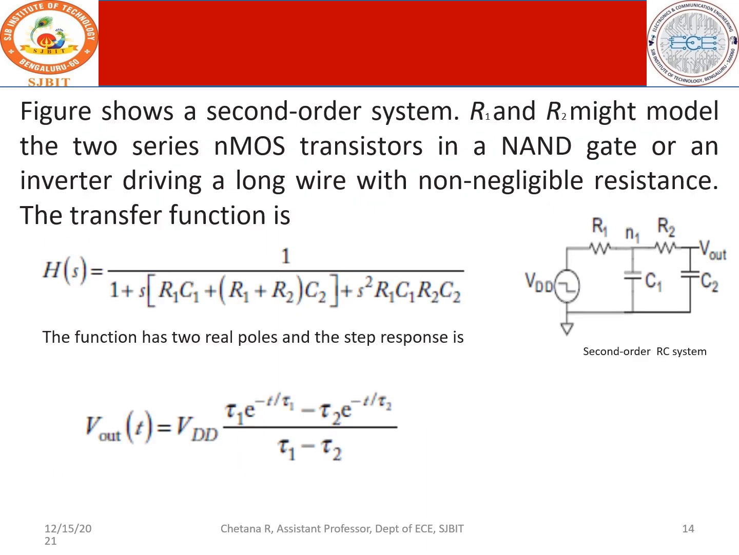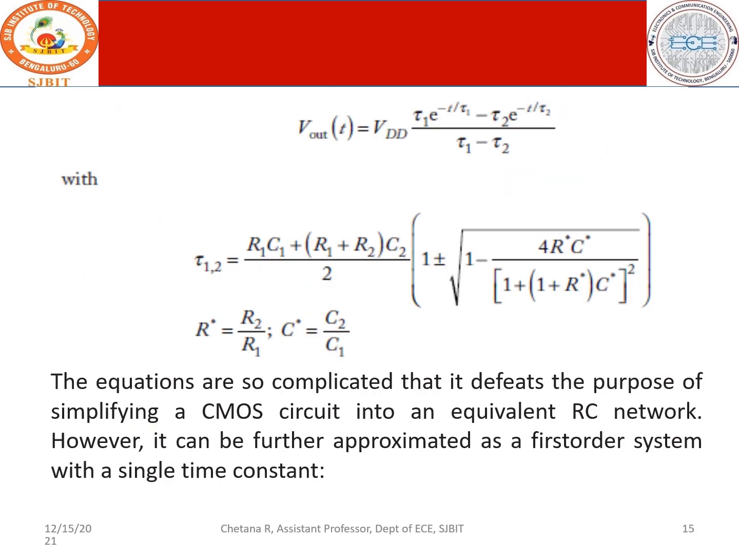Now we consider the second order system. You have 2 such stages, R1 C1 and R2 C2, and you have 2 nodes, N1 and Vout, which can be referred to as N2. The transfer function is given by 1 by 1 plus s into R1 C1 plus R1 R2 into C2 plus s square, with all the R and C components in series. There are 2 real poles, and the step response is given by this equation. This becomes a little cumbersome, and the propagation delay in a second order system is this much, which is very complicated.